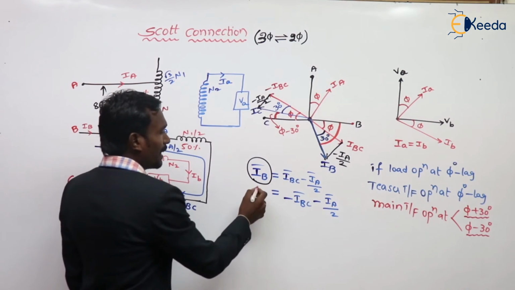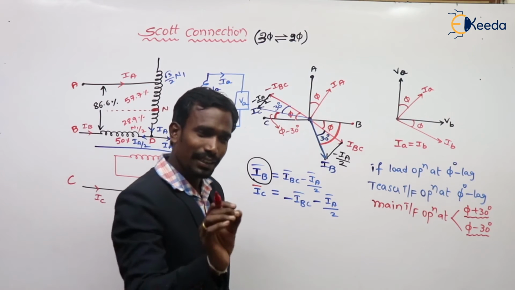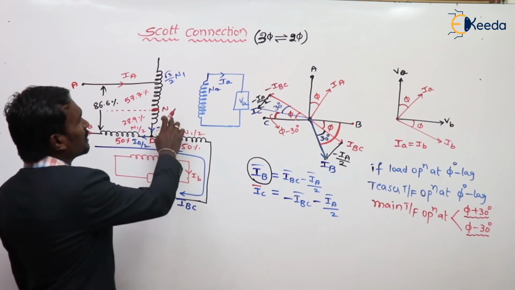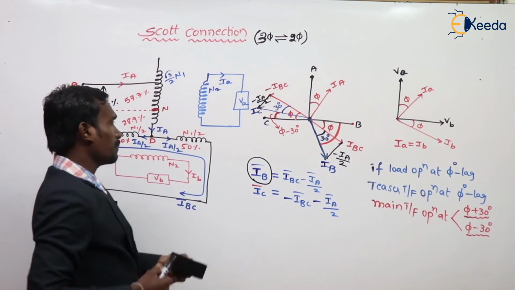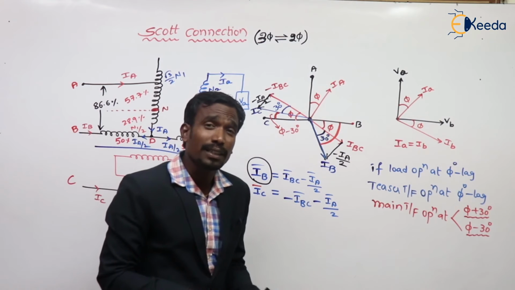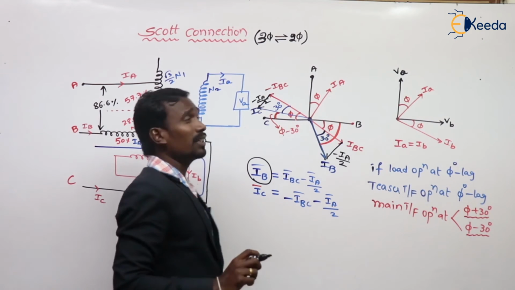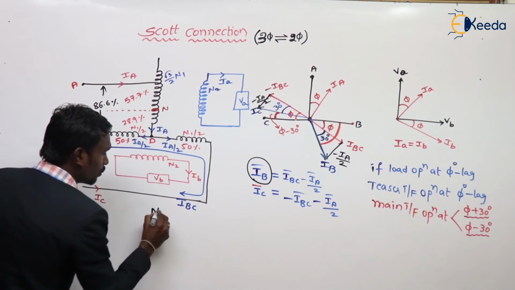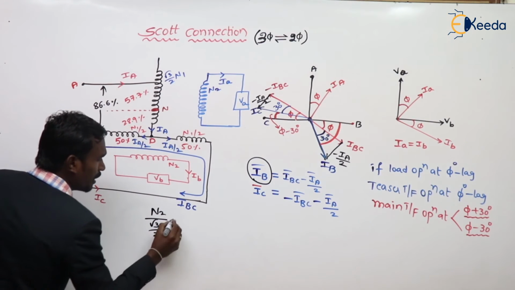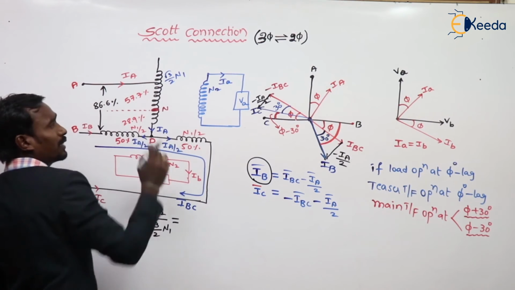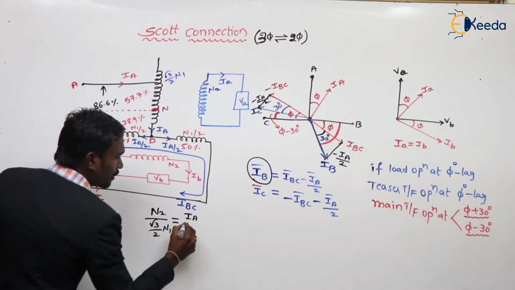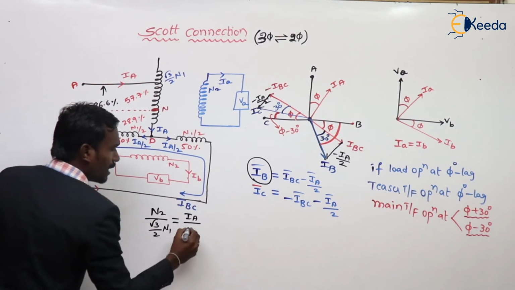Sir, I want IB and I want IC. You forgot about this. I will give you IB and IC. For that, calculate from this. N2 by N1 is equal to I1 by I2. We know that. So what is N2 here? N2 is only N2. What is N1 here? Root 3 by 2 times N1. What is I1 here? IA. What is I2 here? IA.